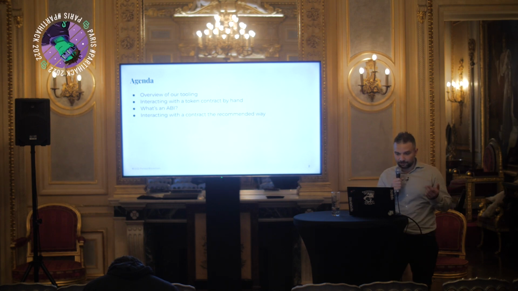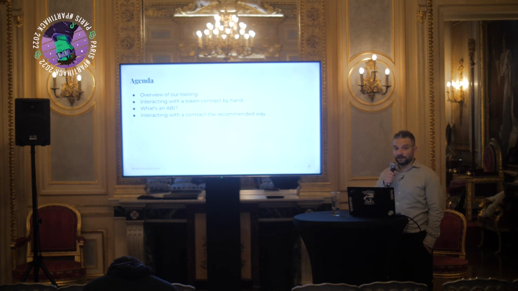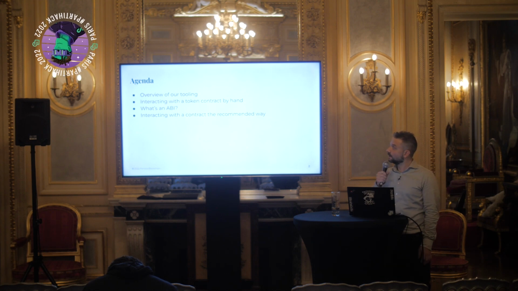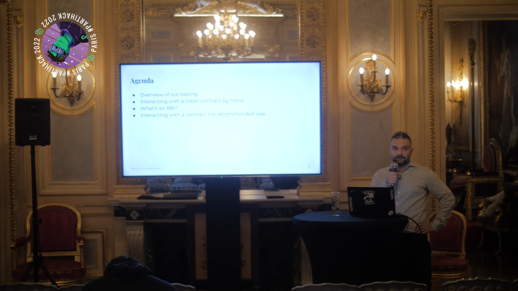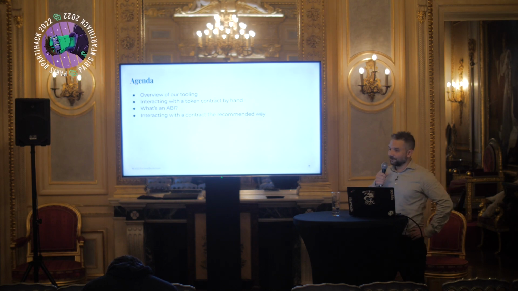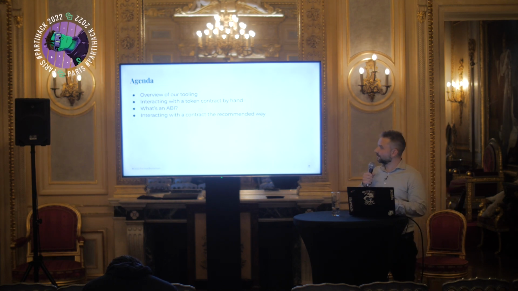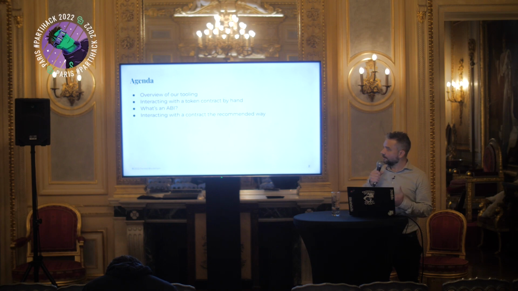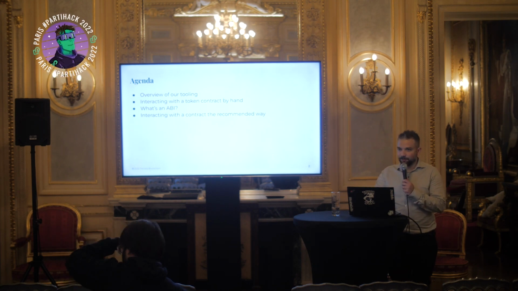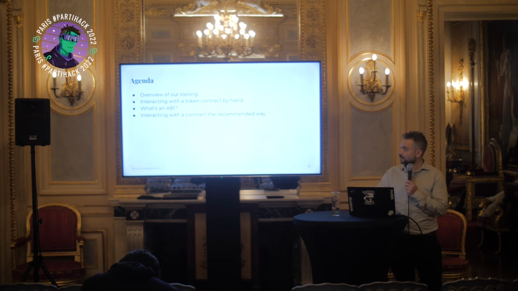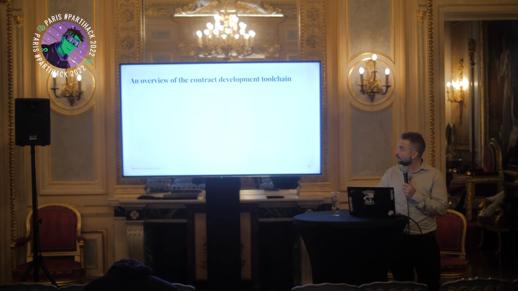And the agenda for today, we're gonna talk about our tooling, how it looks like, what it does. Then we're gonna try to interact with a token contract by writing some bytes in a hex editor, which is very technical, but I'll keep it on the slide. And then we're gonna talk about an ABI and what an ABI does. And then we're gonna look at what the recommended ways of interacting with our blockchain is.